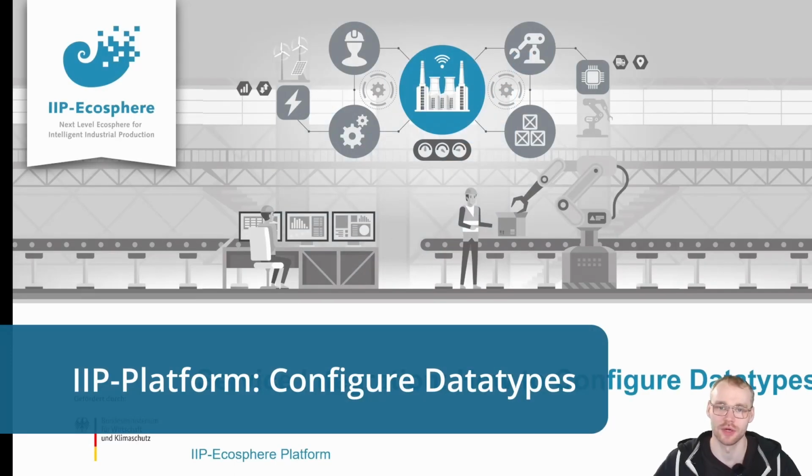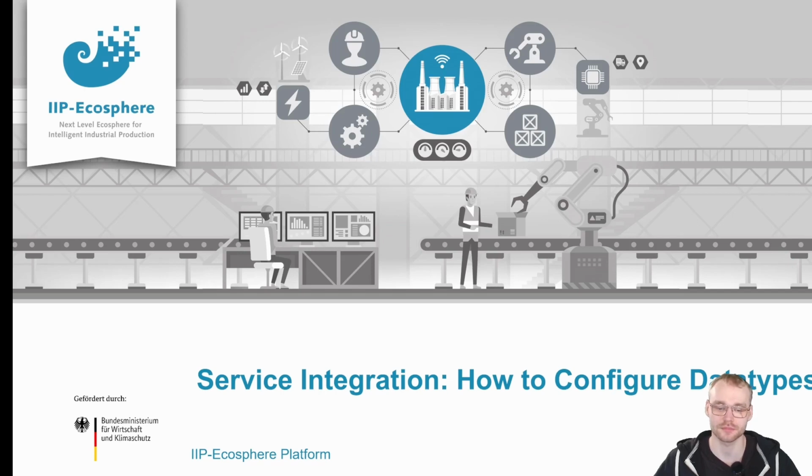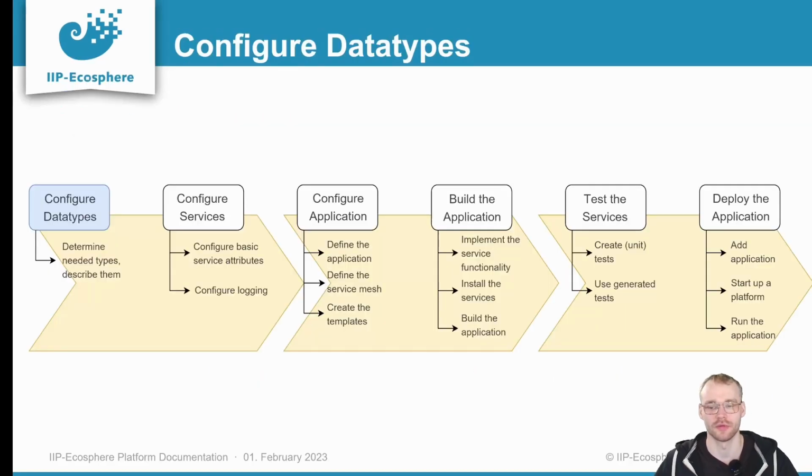Welcome to this tutorial about how to configure data types. This is the first of a line of videos which will show you how to create services for the IIP-Ecosphere platform. This will be the first in a series of 6 basic steps. There will be further videos with information on things like Python services or AI using services, but these 6 steps are the basic 3 Java service application we want to create.